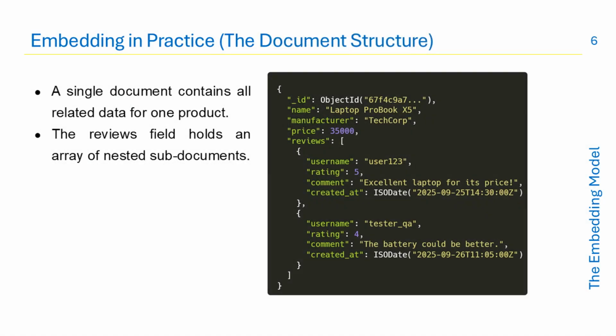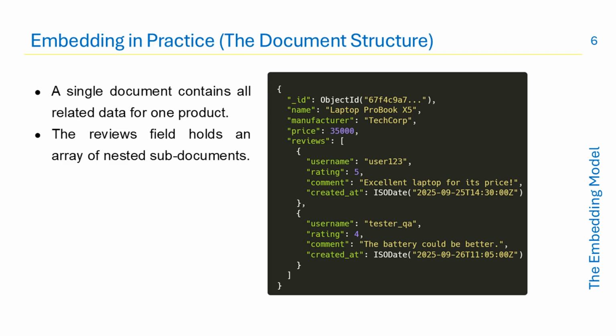Here you can see the actual JSON representation of our product document. Notice that it's a single self-contained unit. We have our top-level fields like ID, name, and price. The most important part is the reviews field. It's an array denoted by the square brackets, and each element within it is a complete JSON object, a subdocument, with its own fields like username, rating, and so on.